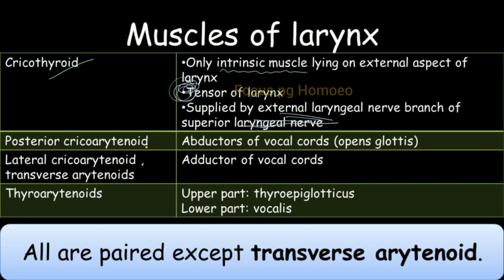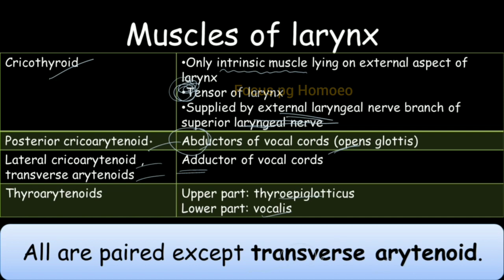Then comes posterior cricoarytenoid muscle, which is also called the abductor of vocal cord. If it is abducting, it means it opens the glottis. And then lateral cricoarytenoid and transverse arytenoid are adductors of vocal cords. The thyroarytenoid upper part is called thyroepiglotticus and lower part is called vocalis. Here all the muscles are paired except the transverse arytenoid.